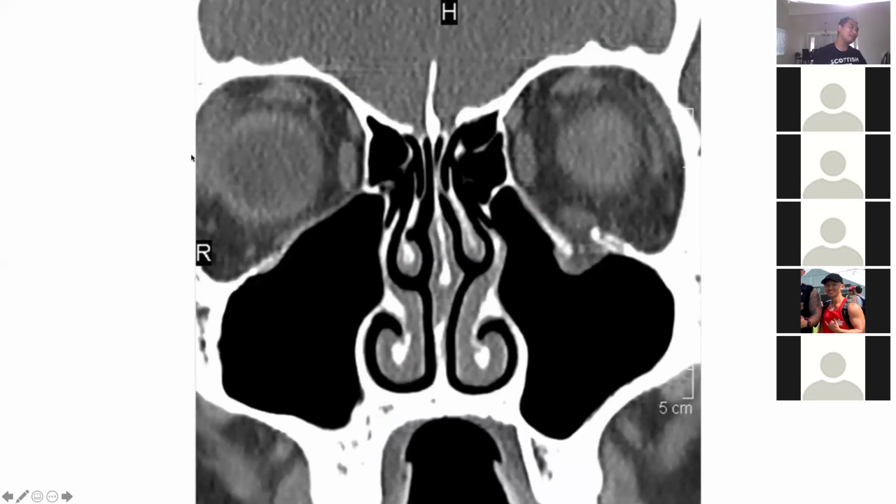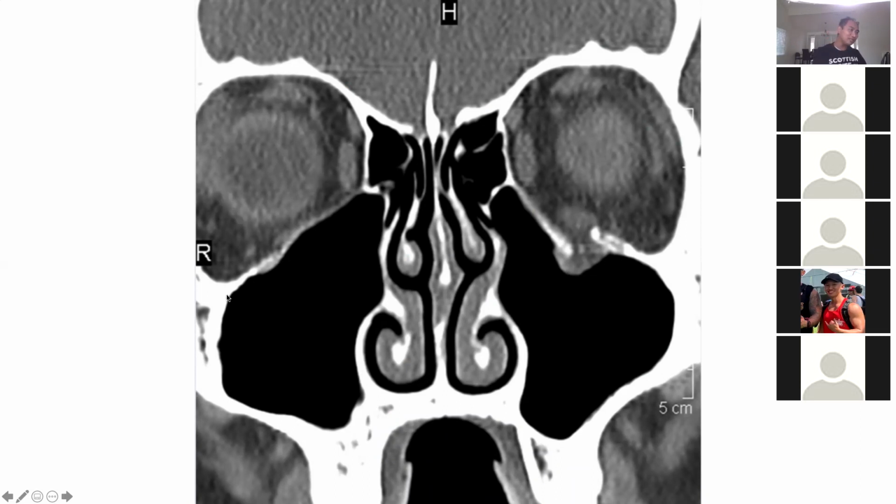We can see the right eye here. We can see the left eye here. We can see the maxillary sinus here. And this is the nasal concha, nose. This is the oral cavity. This is the right eye. This is the left eye. We can even see the shadow of the eye.